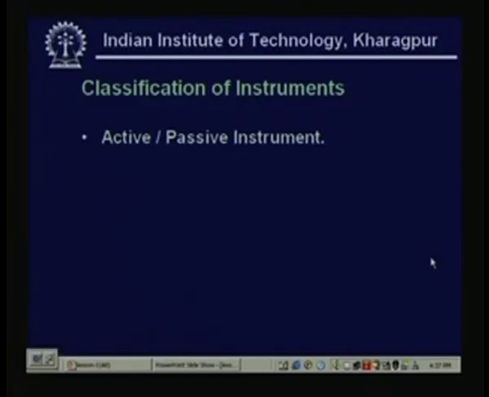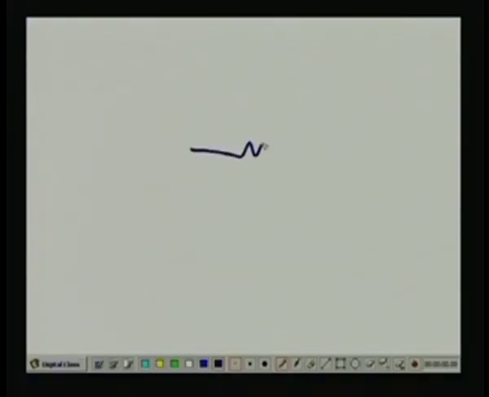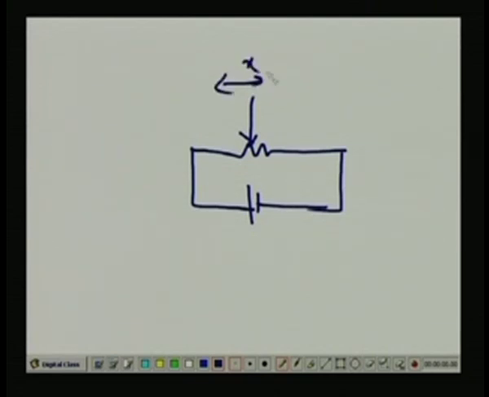And the choice between the active and passive instruments involves carefully balancing the measurement and resolution requirements against cost. Let us go back to the potentiometer. When we discussed the potentiometer, we have a power supply here, and this is our wiper which moves in this direction x, and I am getting an output voltage E naught.